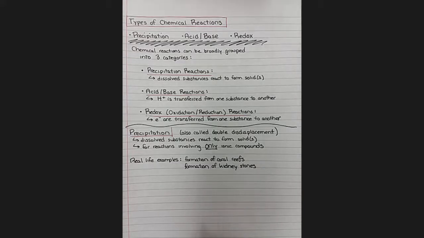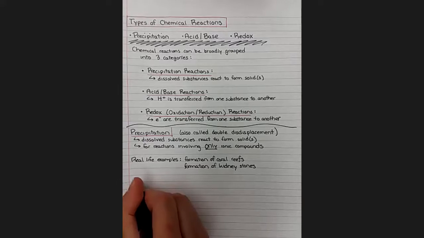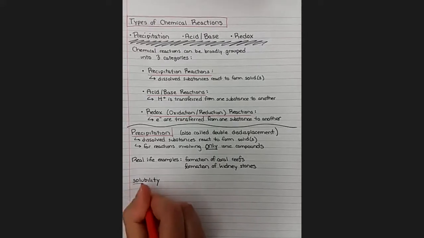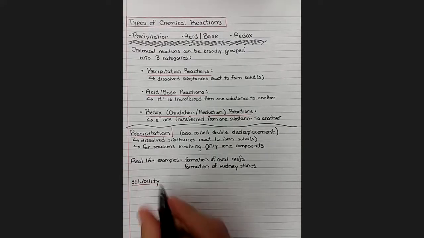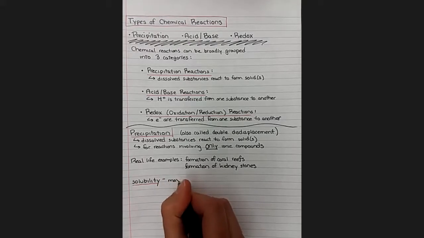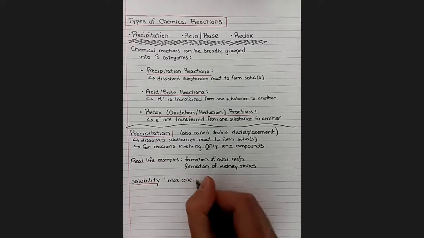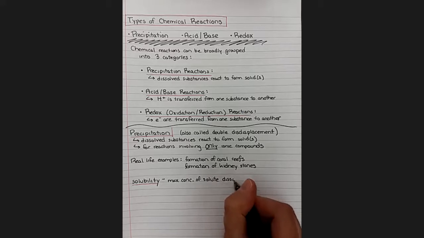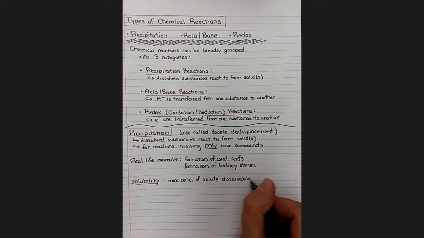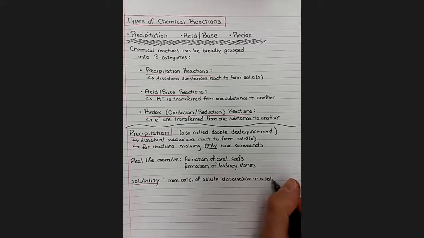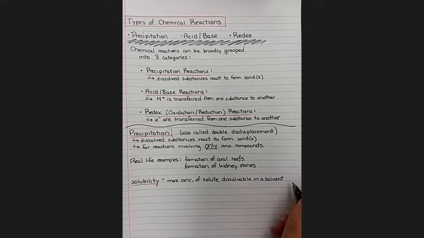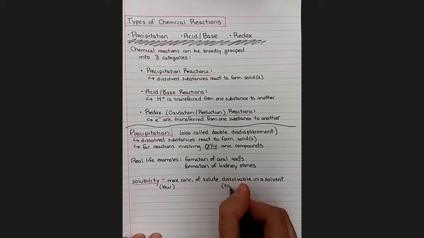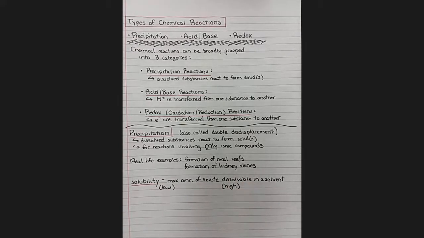So we need to be able to decide when a solid is going to form. And the condition that we use to decide that is called solubility. And this is about solutions. We talked about solutions as a solute dissolved in a solvent. So this characteristic, solubility, is the maximum concentration of solute that is dissolvable in a solvent. So solubility is a property of a particular compound, and that property, that solubility, can be low or it can be high. And we have different words to describe each of those cases.